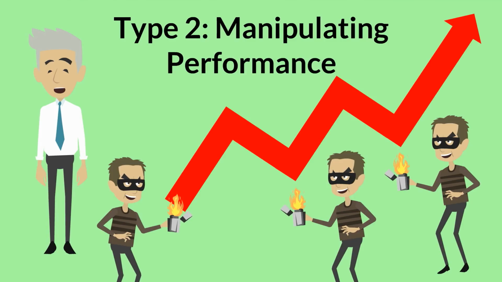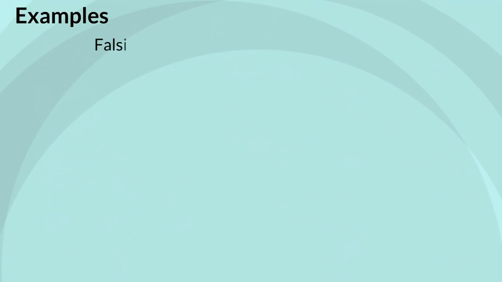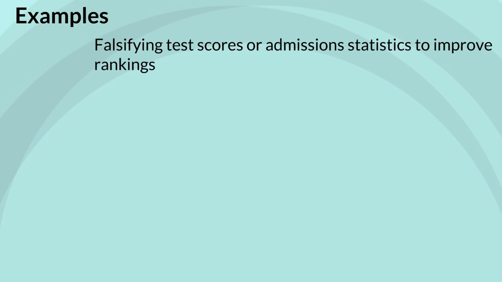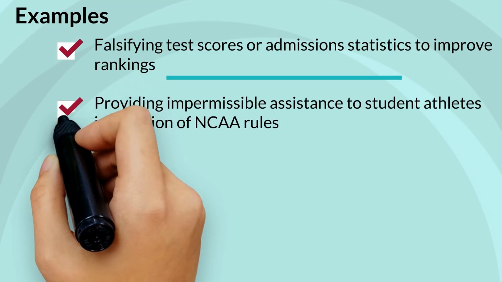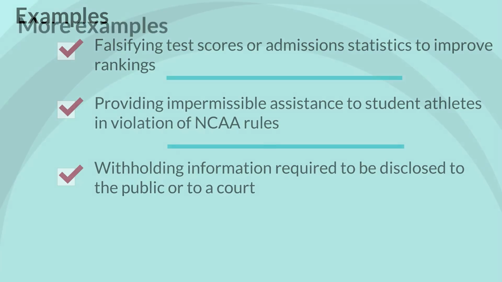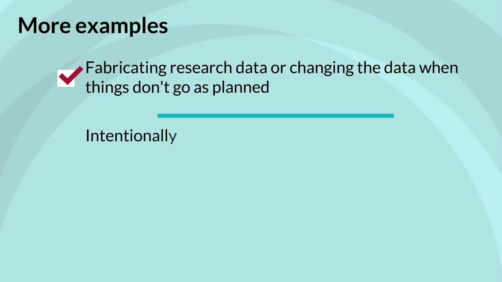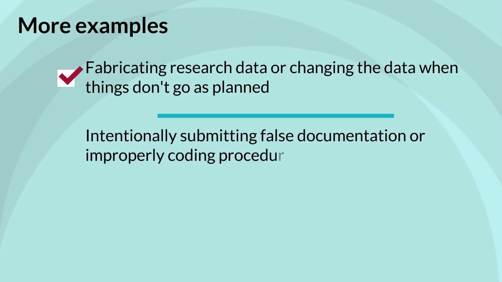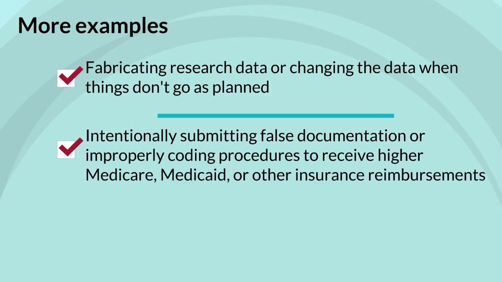The second type of fraud involves employees falsifying, fabricating, or withholding information in an effort to make their or their unit's performance look better than it really is. Examples include falsifying test scores or admission statistics to improve rankings, providing impermissible assistance to student athletes in violation of NCAA rules, withholding information required to be disclosed to the public or to a court, fabricating research data or changing the data when things don't go as planned, and intentionally submitting false documentation or improperly coding procedures to receive higher Medicare, Medicaid, or other insurance reimbursements.